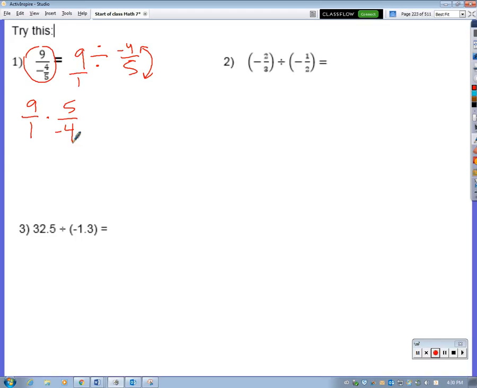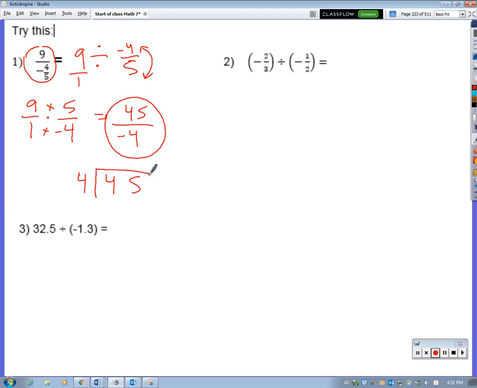Alright. I don't see any place you can reduce it. We're in the multiplication stage, so we can start reducing if we see the opportunity. But I don't see anything here. So we're just going to go on and multiply across the top, multiply across the bottom. Okay, 9 times 5 is 45. 1 times negative 4 is negative 4. Okay? And you can leave your answer like this as an improper fraction for now if you want, or divide it out. That's fine.